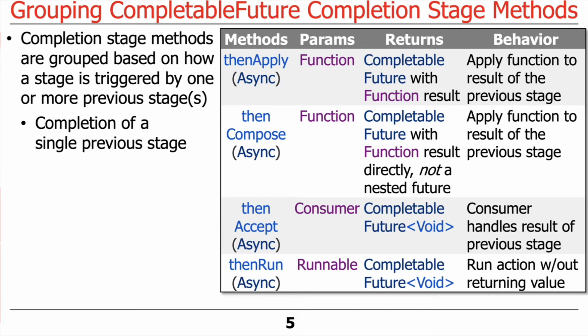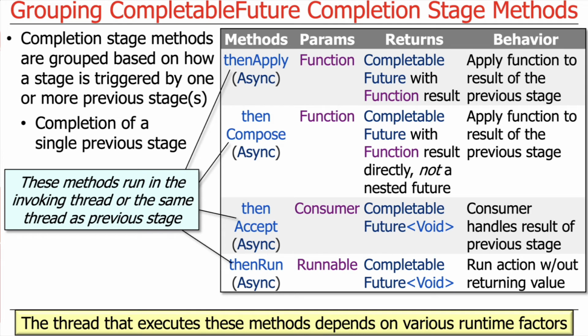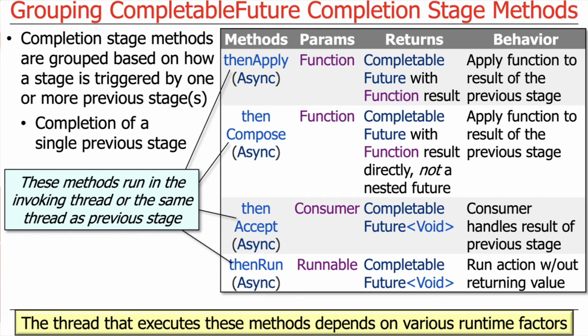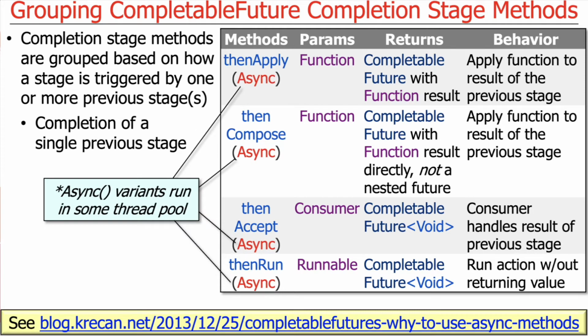Now, the methods that you see here, thenApply, thenCompose, thenAccept, and thenRun, will run in the invoking thread, or they can also run in a different thread. The async variants differ from the non-async variants because the async variants will most likely, almost invariably, run in a different thread of control.